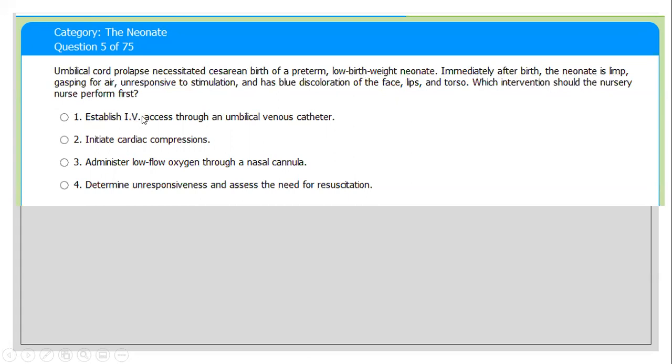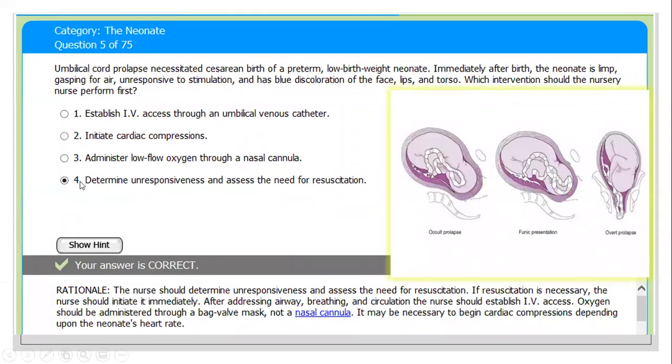Number one, establish IV access through an umbilical venous catheter. Number two, initiate cardiac compressions. Number three, administer low-flow oxygen through a nasal cannula. Number four, determine unresponsiveness and assess the need for resuscitation. The correct answer is number four, determine the unresponsiveness and assess the need for resuscitation.